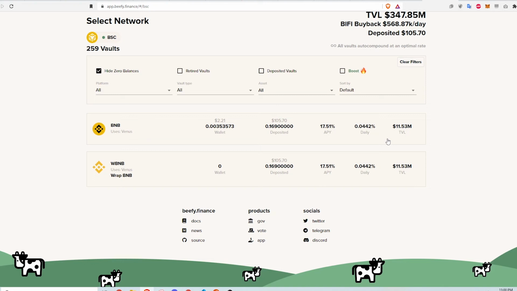And that's it. Now I'm passively earning interest on my BNB coins. Also, this interest compounds automatically and is optimized by Beefy Finance's strategies. I don't need any minimum amount of BNB to start either.